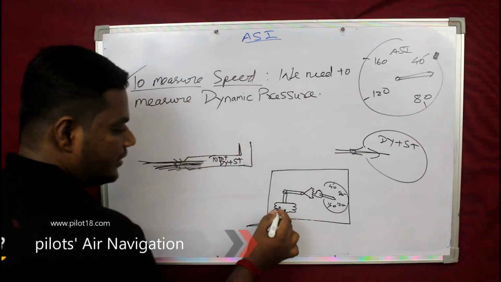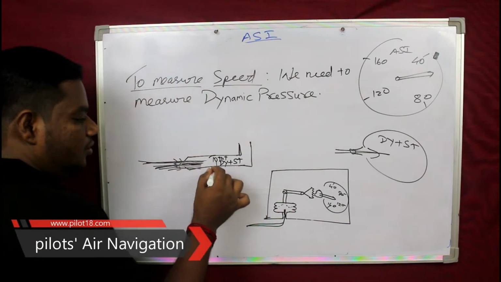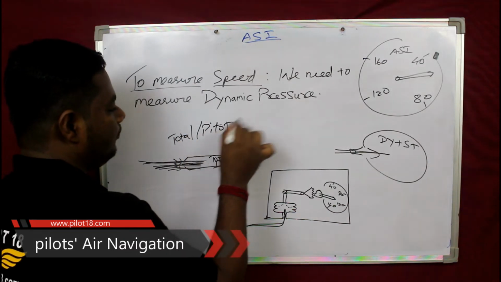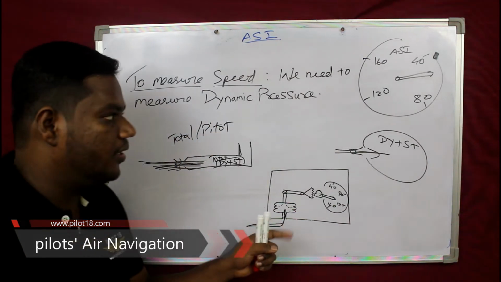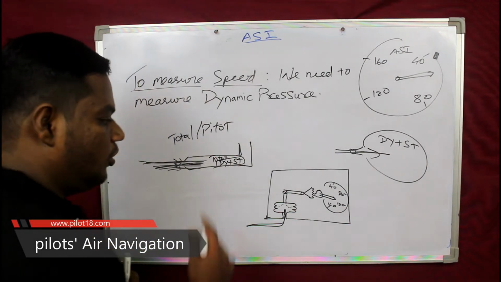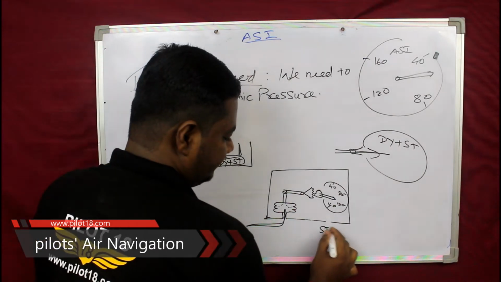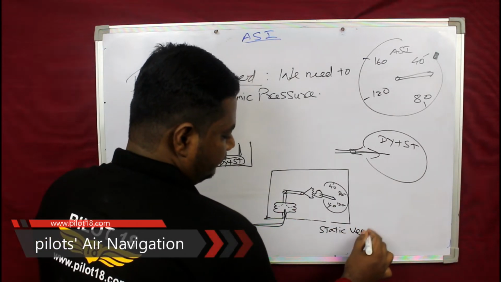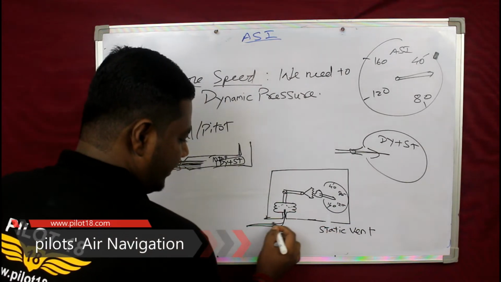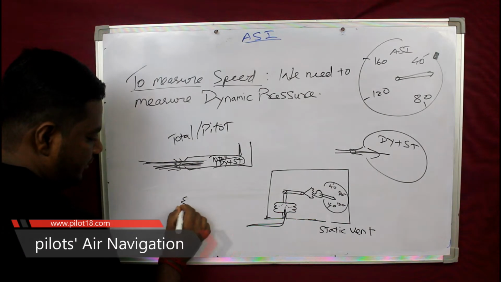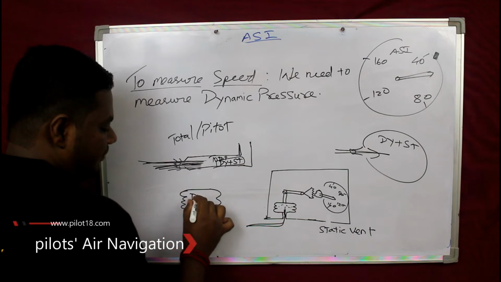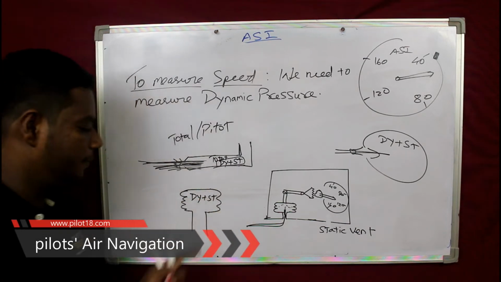Now in this capsule, what pressure do we have? Total pressure, or pitot pressure? Total or pitot. But in order to measure the speed, we don't want static pressure, we only want dynamic pressure. So we have a static vent. Let me draw the capsule alone here separately: dynamic plus static, both pressures are in the capsule.